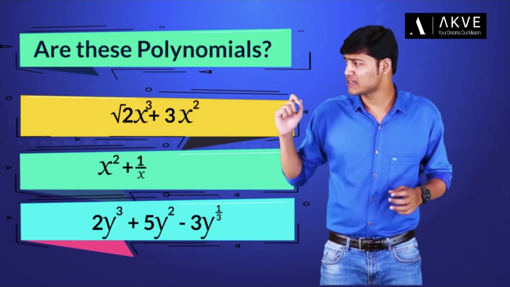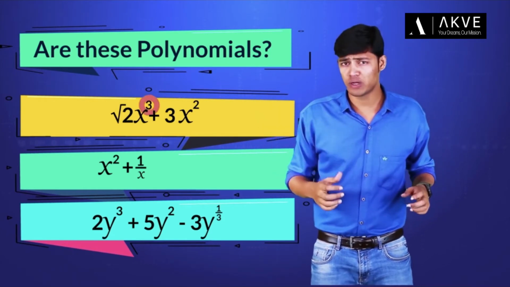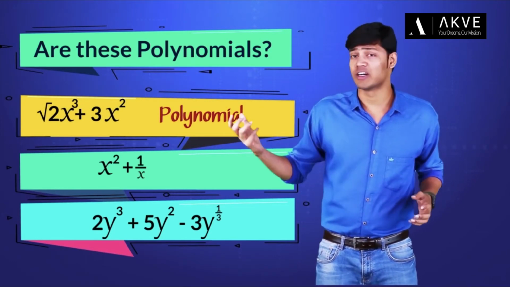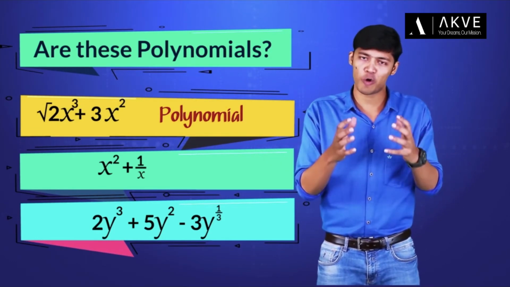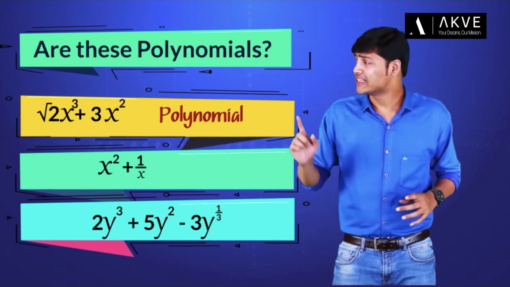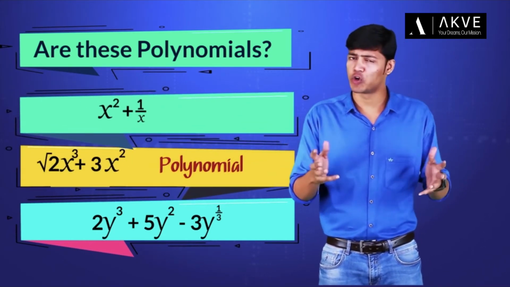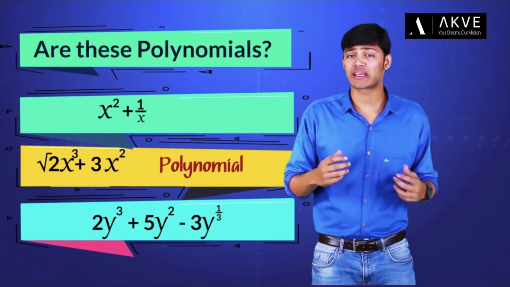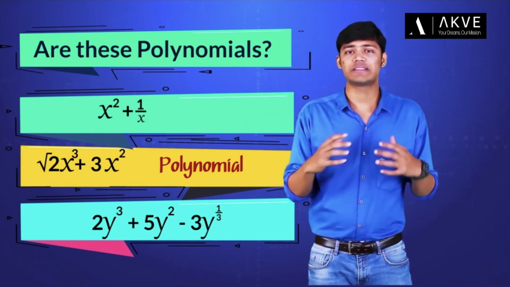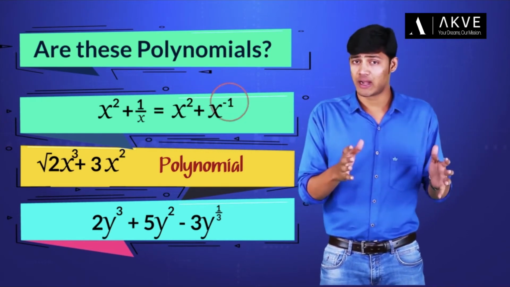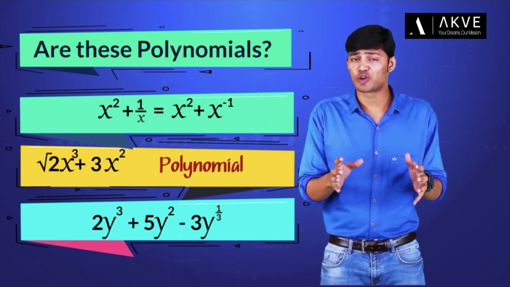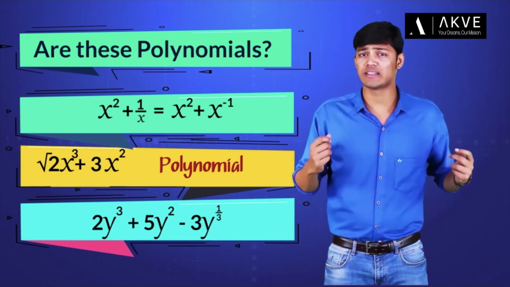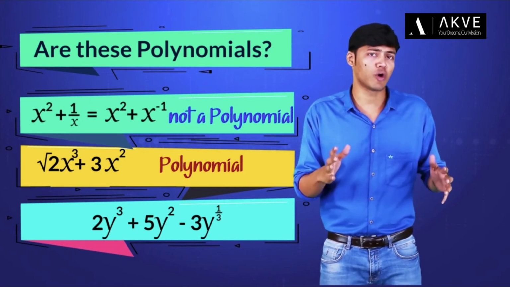The first one, that is square root of 2x cubed plus 3x squared, is a polynomial, since in each term the variable x is raised to a whole number power. Now, is x squared plus 1 by x a polynomial? If you observe carefully, the expression x squared plus 1 by x can be rewritten as x squared plus x to the power minus 1. And this x is raised to the power of minus 1, which is not a whole number. So, we can clearly say that this expression is not a polynomial.